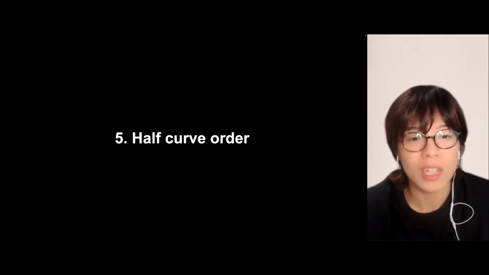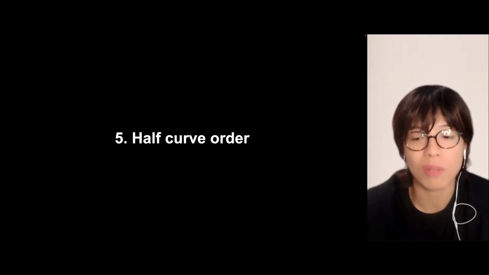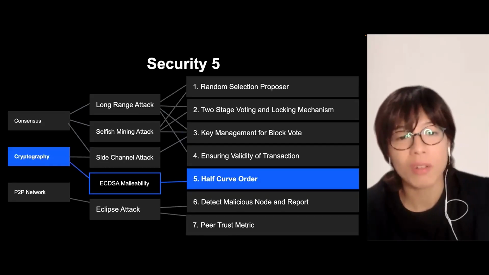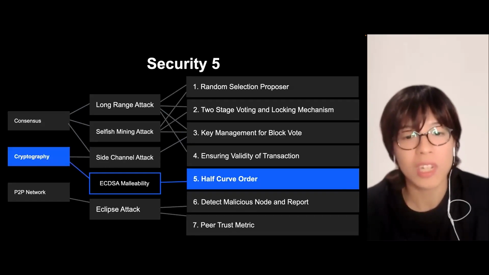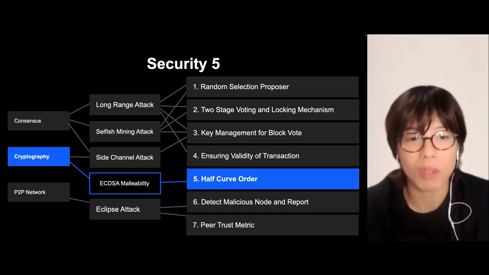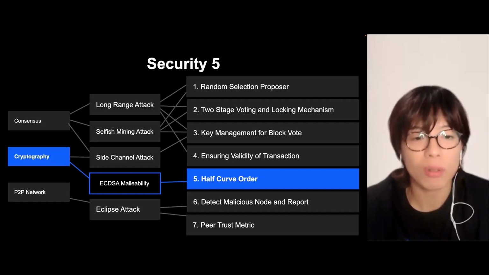So next, the fifth security measure is ECDSA curve order. Actually, ECDSA malleability. ECDSA is the main form of signature usage in the blockchain. However, it's possible to forge a transaction, and then the unlawful transaction will just pass through.